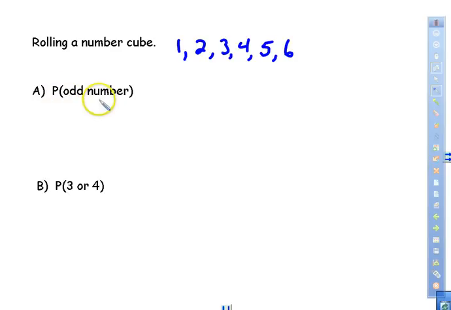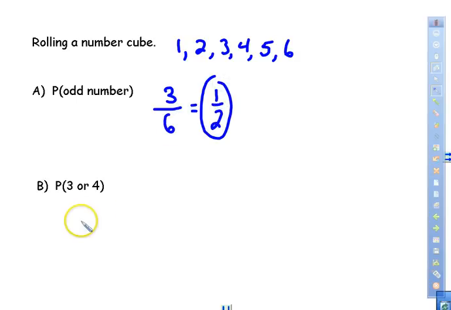So we're looking for the probability of rolling an odd number. And again, you're writing this as a fraction, and you need to make certain that it is in simplest form. So since the odd numbers are 1, 3, and 5, I have a total of 3 out of a possible 6. Reduce that by 3, and you get 1/2, and that's your simple answer.